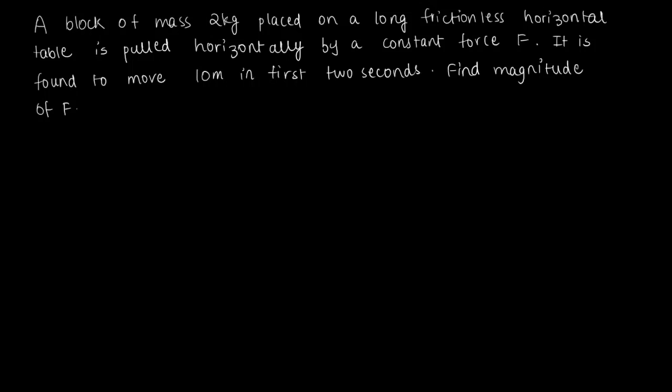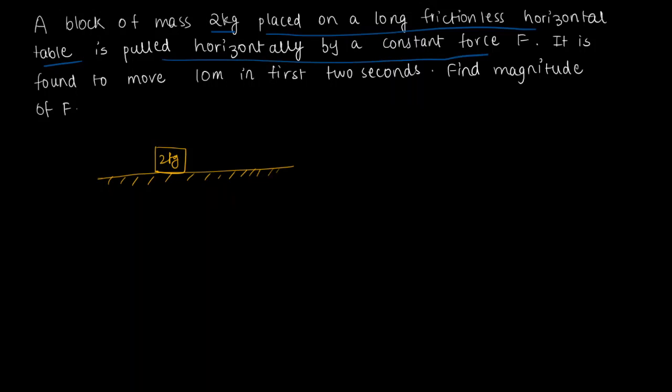We have a block of mass 2 kgs placed on a long frictionless horizontal table. So 2 kgs, and it's placed on a long frictionless horizontal surface. So we don't need to take care of anything about the friction coefficient or the friction force. And it is pulled horizontally by a constant force F. So a constant force F applies here.